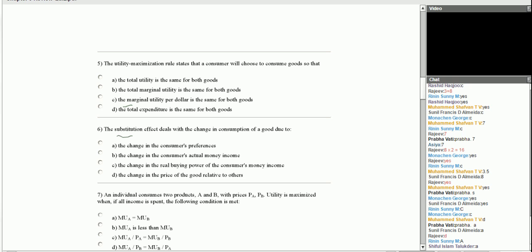When the price of one product, that is a substitute of the other, goes down, then the consumption of the other may go up. In case the price of one product goes up and the price of the other remains the same, the consumer will go towards that good. This is the substitution effect.